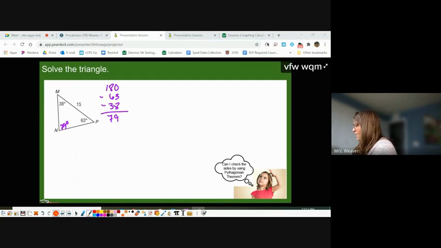Now that I have an angle and the side opposite of it, I'm ready to set up my law of sines to find the missing sides. So first of all, what are the missing sides? What are we looking for? We're looking for side M, which is opposite angle M, and we're looking for side P, which is opposite angle P.